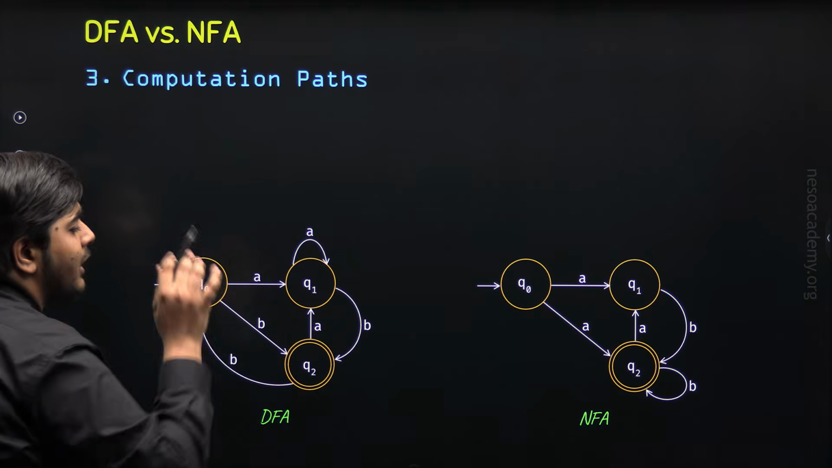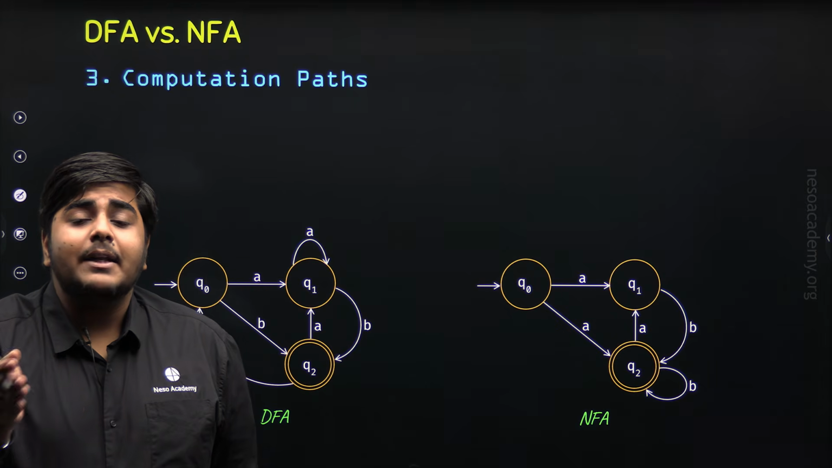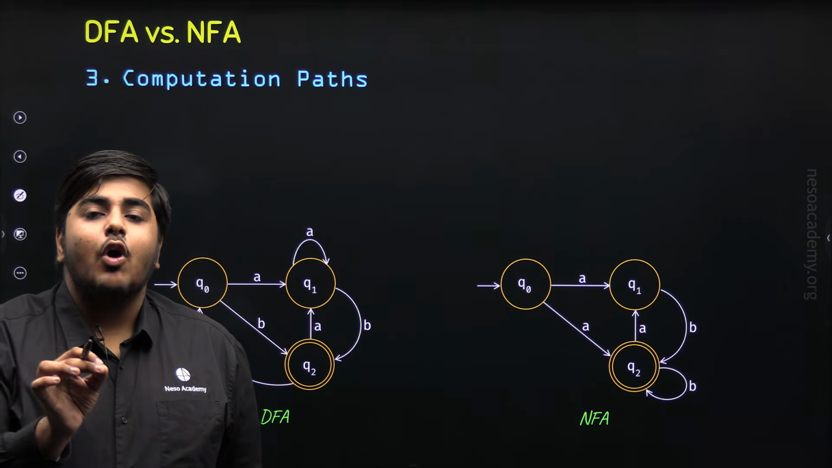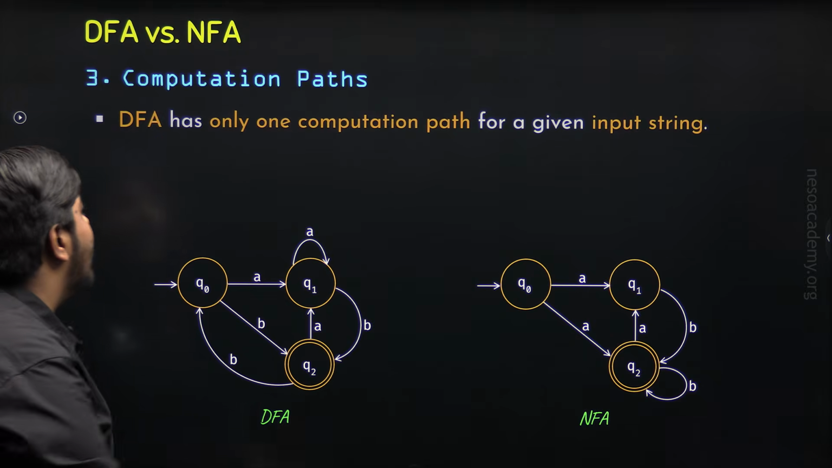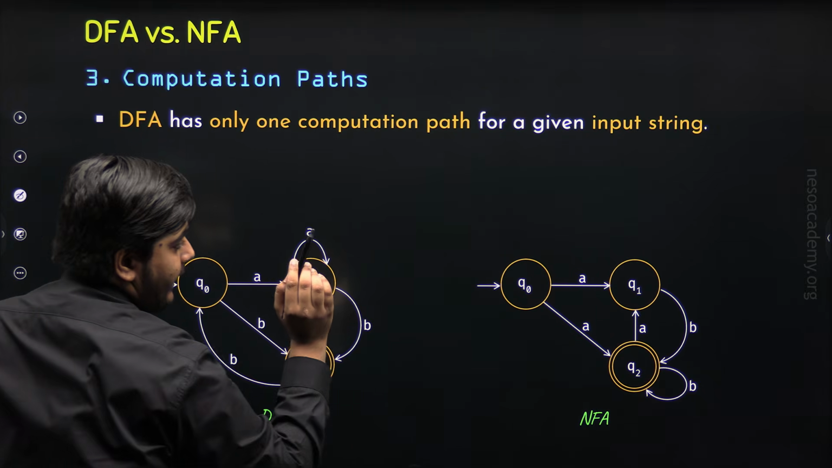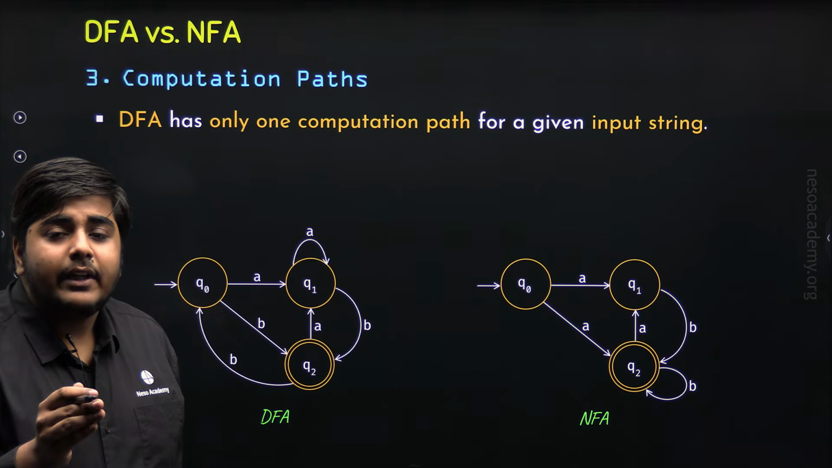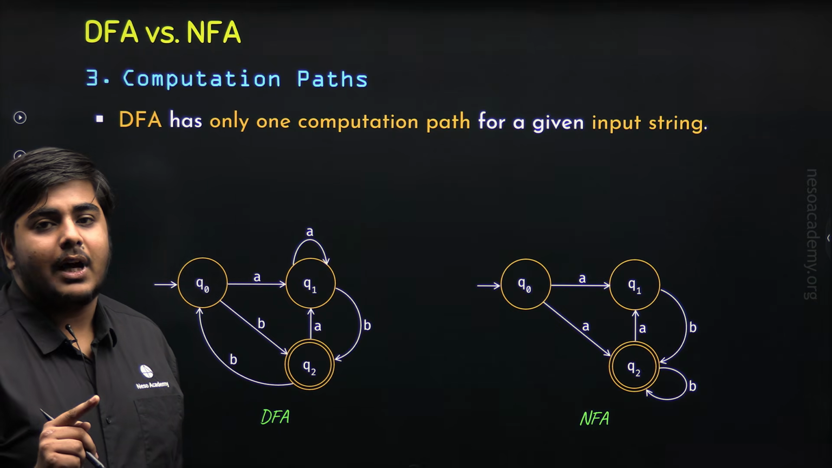Computation paths. Now what is computation path? The path for processing an input string in an automata is called as computation path. And DFA has only one computation path for a given input string. That means in case of DFA, for a given input string, we have only one processing path.